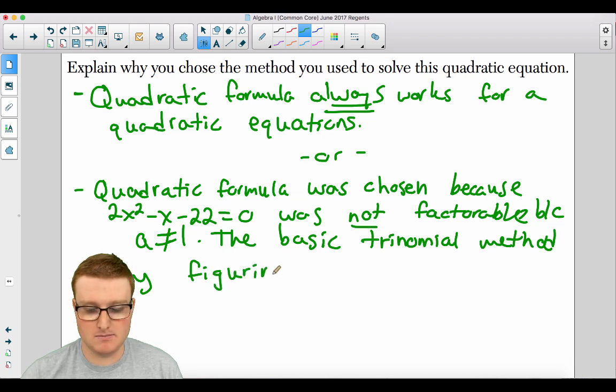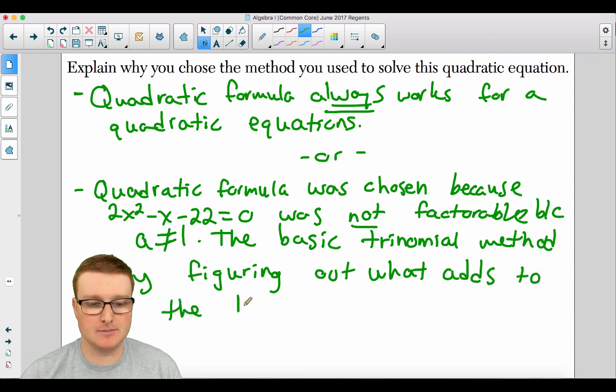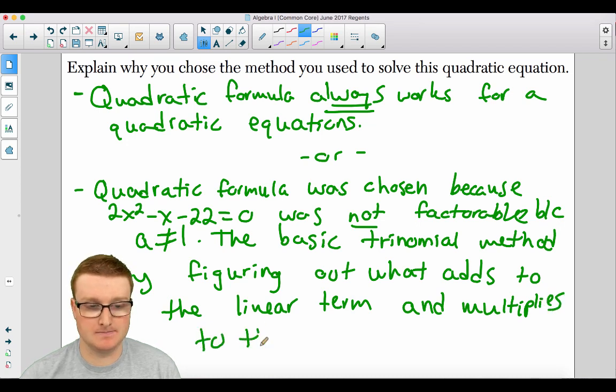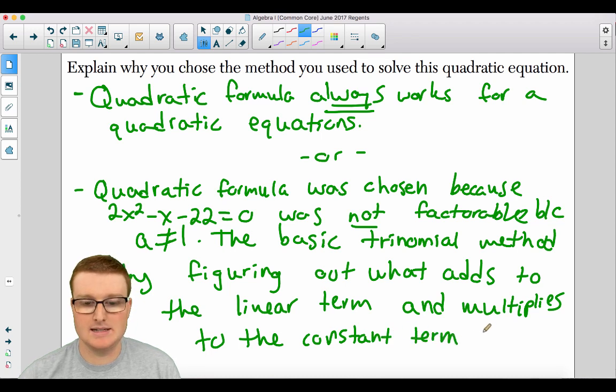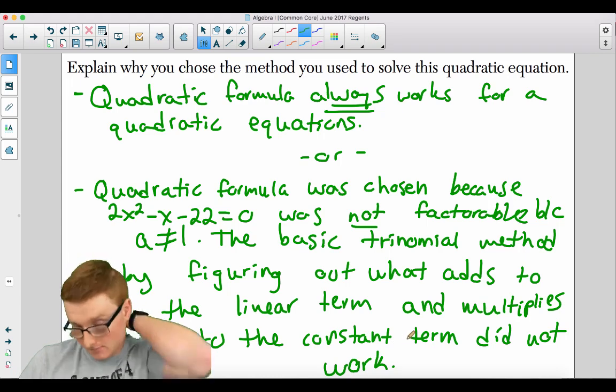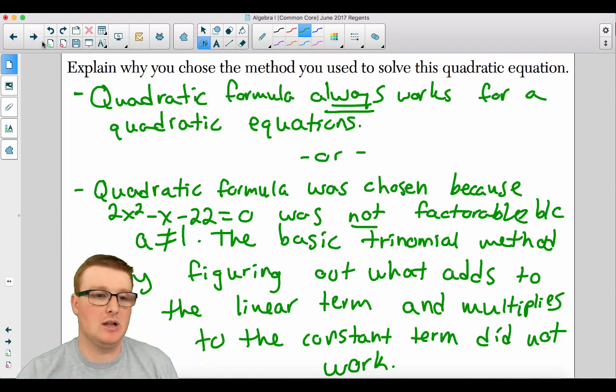by figuring out what adds to the linear term, meaning the middle term, and multiplies to the constant term, did not work. Okay, that is the Trevor Clark complicated answer. You could do whatever you want. Both of them are equally acceptable answers.